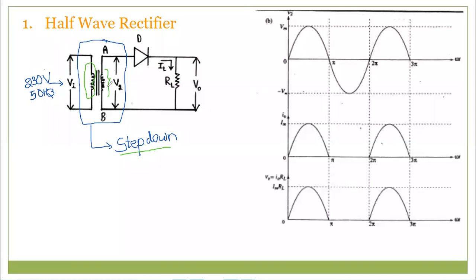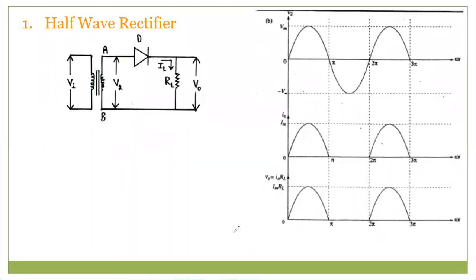Now if we observe the waveform, we know that the AC supply is a sinusoidal waveform. So this is your input waveform. This waveform you are going to get at the secondary of the transformer. At the primary of the transformer also it is the same waveform, and at the secondary of the transformer also the same waveform, but the voltage will be less in the secondary of the transformer.